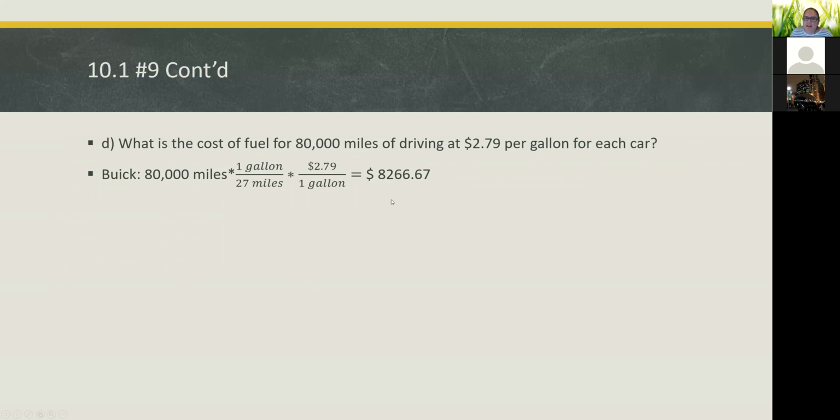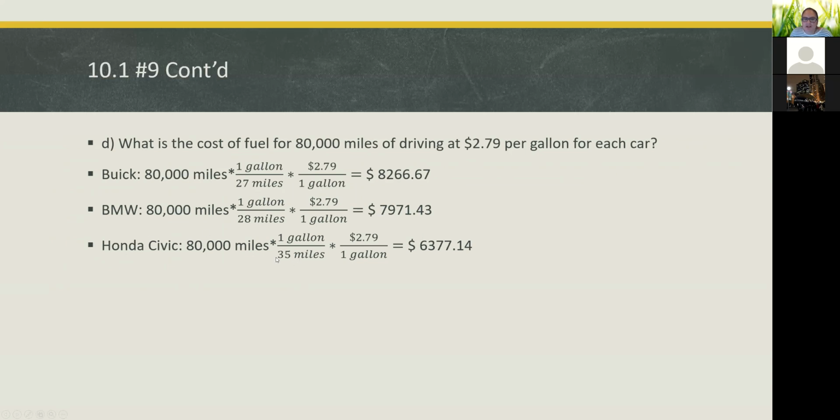And so we find that that costs almost $8,300. Okay? And next I did the BMW, and I just did the same setup, but changed the 27 to 28. And now it's less than $8,000. For the Honda Civic, now I got to change the number on the bottom to 35 miles. And now it's about $6,400 approximately. And then the Geo that was getting 46 miles to the gallon. So now it's less than $5,000.